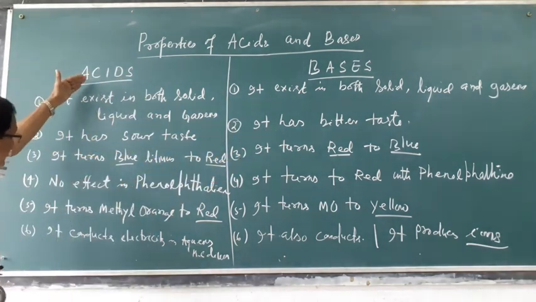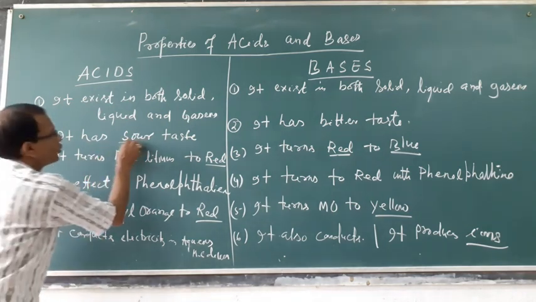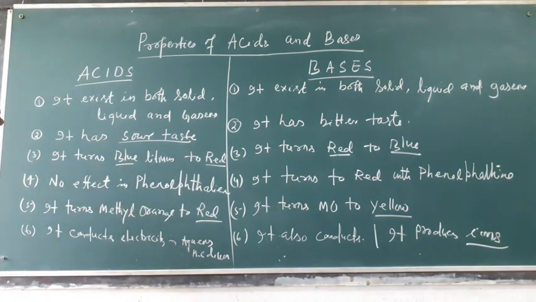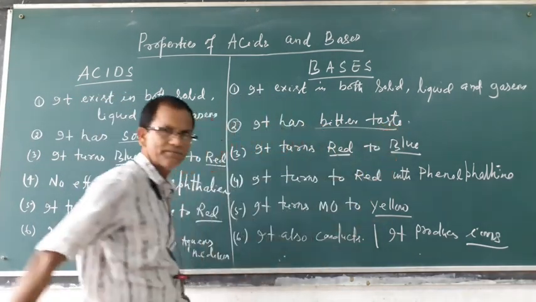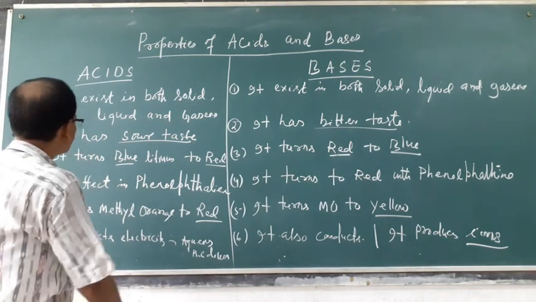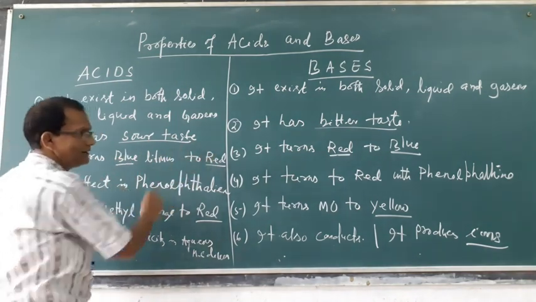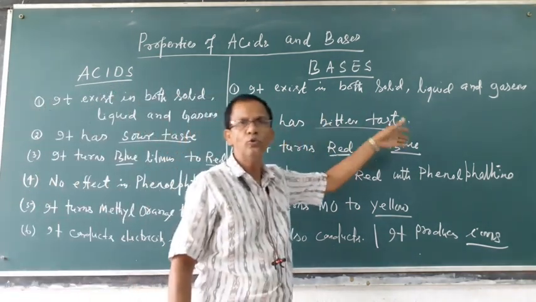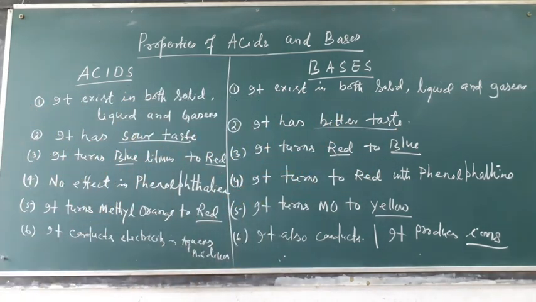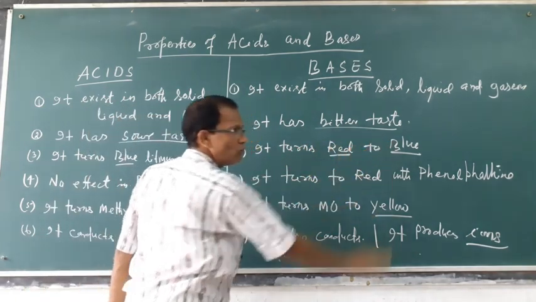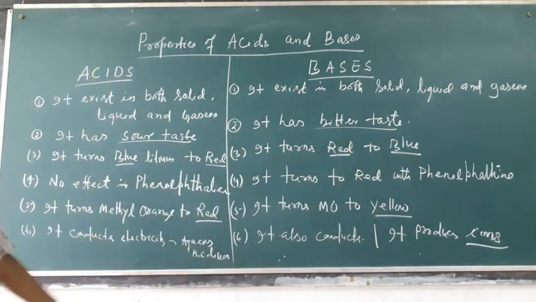And why do acids almost show common properties? What are the common properties? Sour taste. All acids have a sour taste. All bases have a bitter taste. Acids turn blue litmus to red. Bases turn red litmus to blue. That means all acids turn blue to red, and all bases turn red to blue. So these are the common properties of acids and bases.